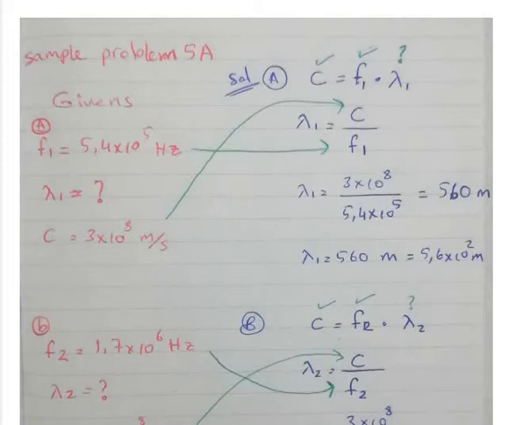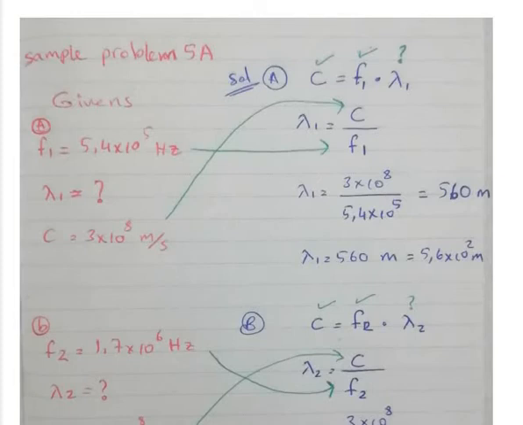First, F1 is given, the first frequency 5.4 times 10 to the power 5 Hertz, and it asks what are the longest and the shortest wavelength in this frequency range. So find two lambdas, one for the large frequency, one for the small frequency. The givens are frequencies and the speed of light, which is constant. What's asked is lambda.